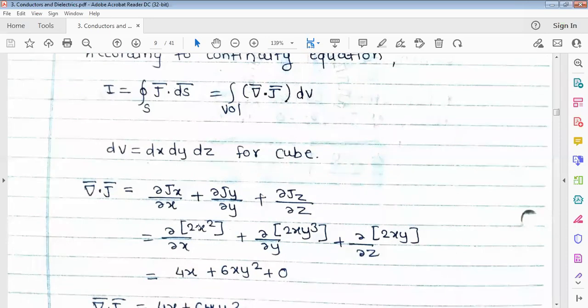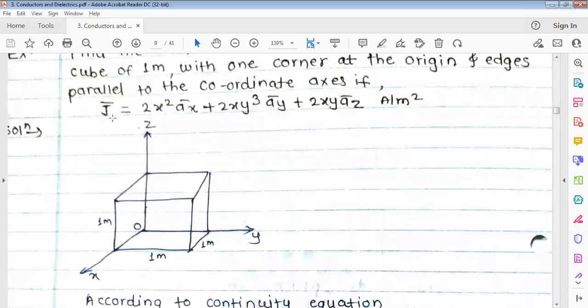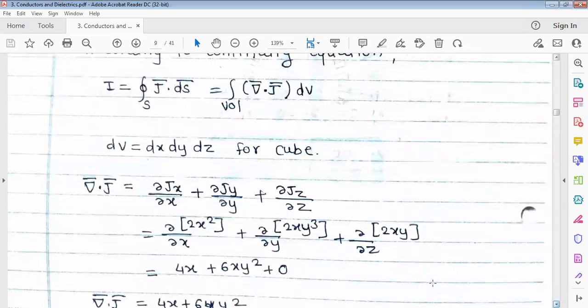From which equation are these 2x square and 2xy cube taken? Yes, from the current density equation. It is already given here, the current density equation, right? This J bar is given. So this J bar is nothing but Jx a bar x plus Jy a bar y plus Jz a bar z. Okay, means Jx is equal to 2x square, Jy is equal to 2xy cube and Jz is equal to 2xy. So you have to compare these two equations, then you can write the equation for this.